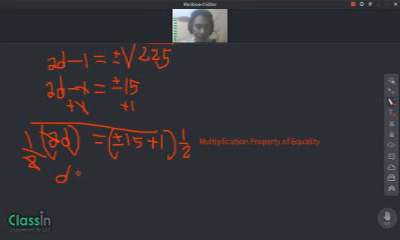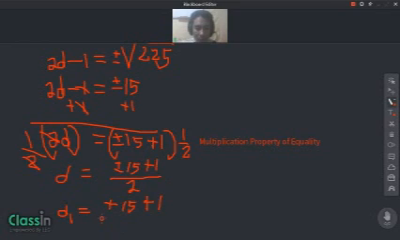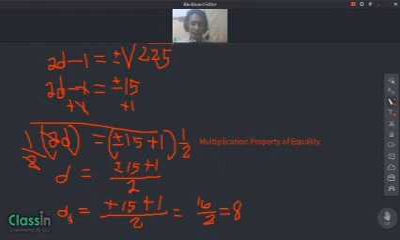So d equals positive or negative 15 plus 1, all over 2. So there are two values of d. Our d sub 1 equals positive 15 plus 1 divided by 2, and this is equal to 15 plus 1 is 16, divided by 2, equals 8. So d sub 1 equals 8.